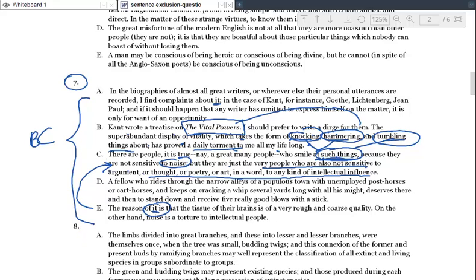Correct. C is a chain. The reason for their not being sensitive to noise is because the tissue of the brain is very rough and coarse. On the other hand, noise is a torture to intellectual people. In the biographies of all great writers, intellectual people. So E, A is a connection. D is the odd one out. This was a tough question.